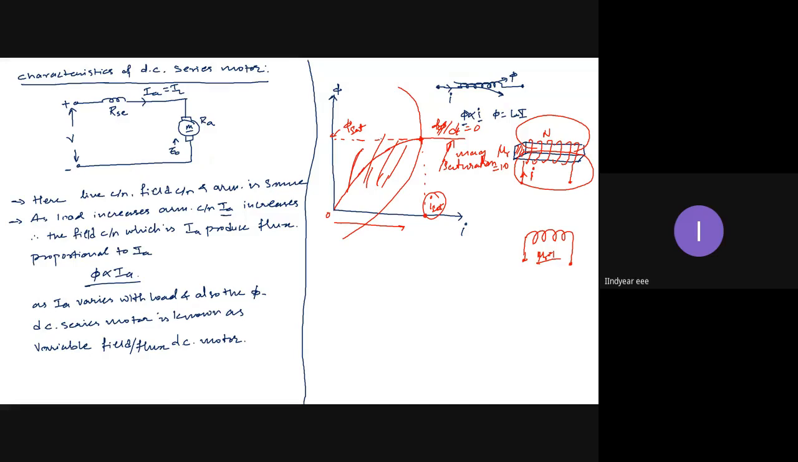How to take it back from the saturation region? A large amount of reverse magnetizing force has to be applied to the core. Now suppose the operating point has come to this point in the curve, and I want to get back here before the saturating point. Then what should I do? I should increase the current in the reverse direction. That is, I should apply minus I, a large minus I. Then the operating point will come into the non-saturation region. Then the motor may start operating again.